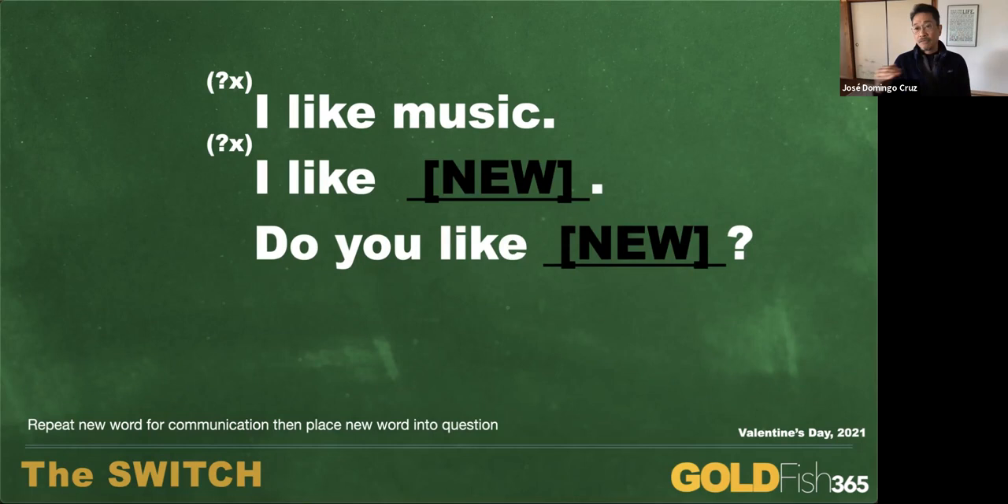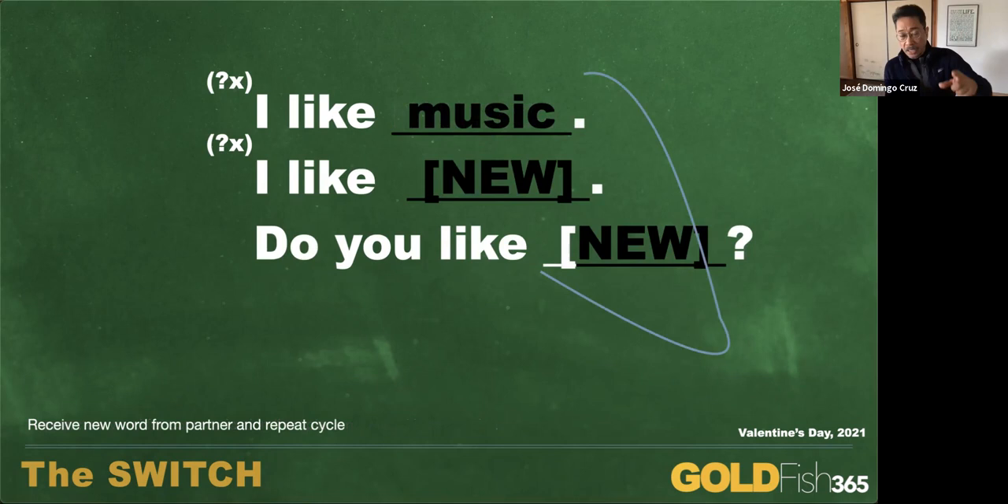The second person's turn will take that word, soccer, and actually use it as their new repeat word. So they have to be paying attention to each other. The second person will then say, I like soccer, I like soccer, I like soccer. They're repeating. They're not allowed to stop. I like soccer, I like soccer, I like udon, I like udon, I like udon. Do you like udon? And so on, until I say stop.